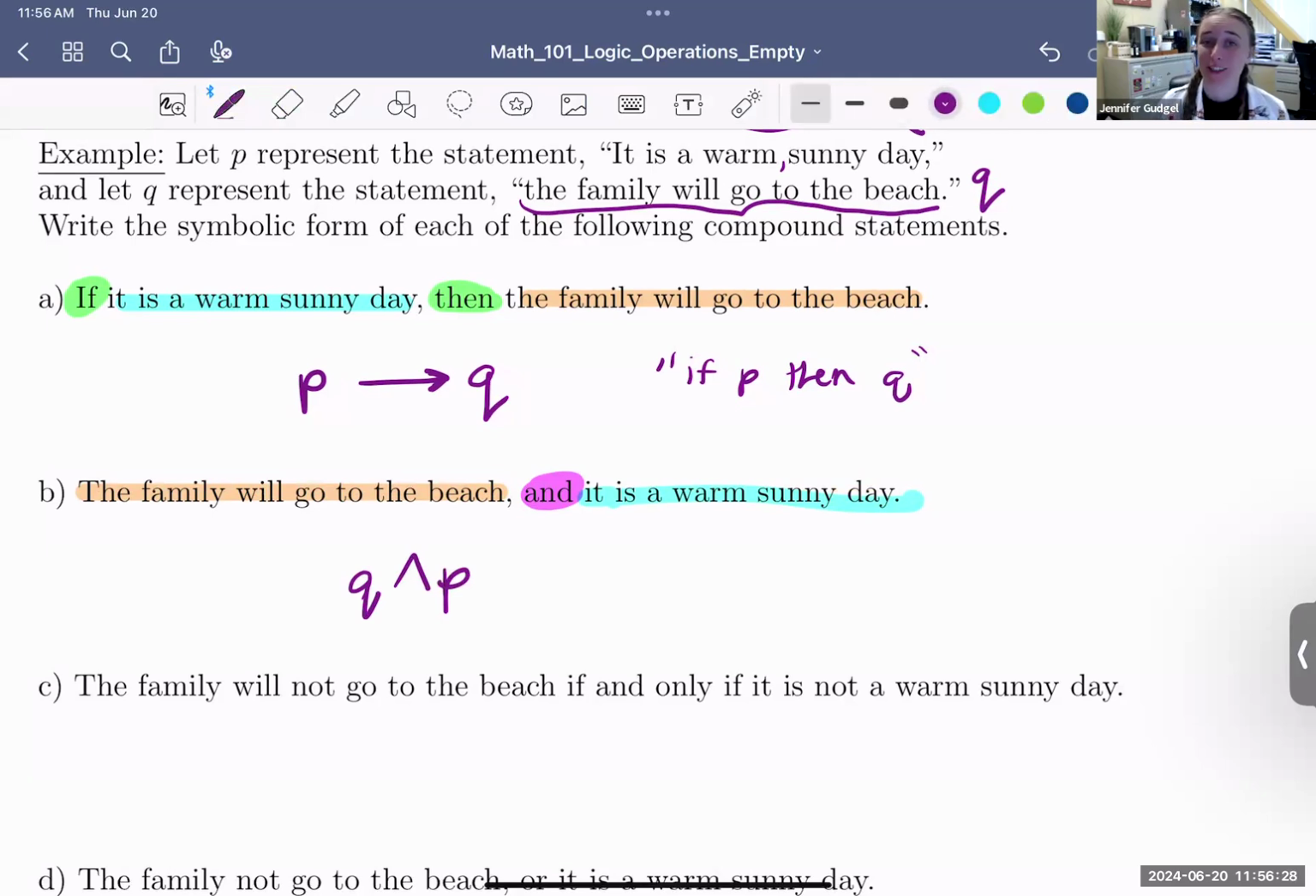I often will encourage you to take notes in pencil, especially in my in-person classes, because I make mistakes sometimes. We all do. All right, Q and P. The family will go to the beach and it is a warm, sunny day.